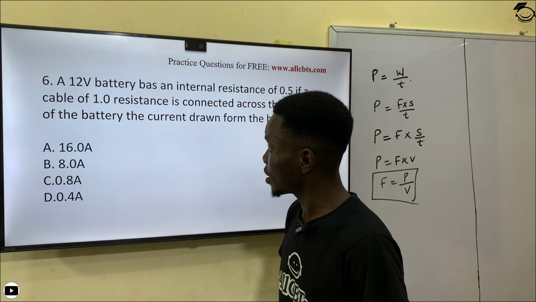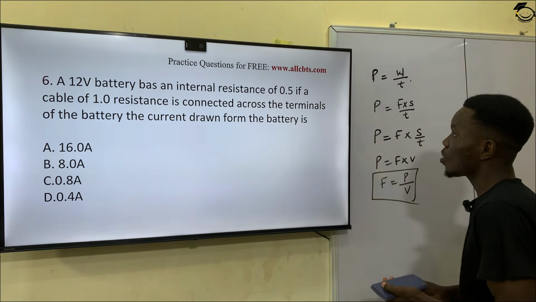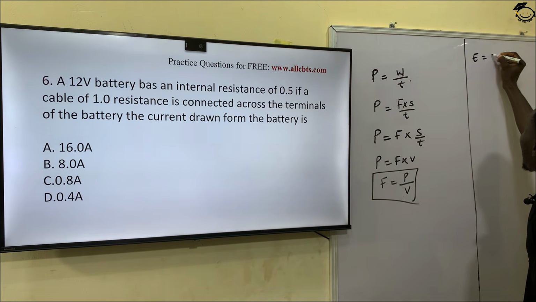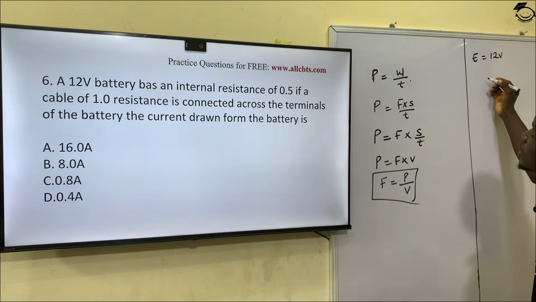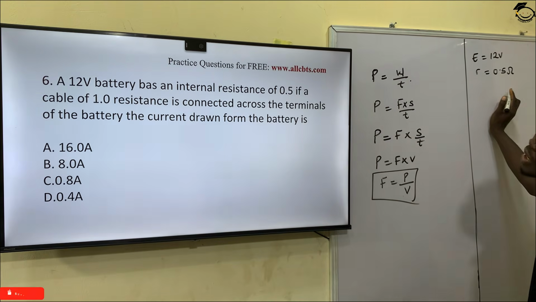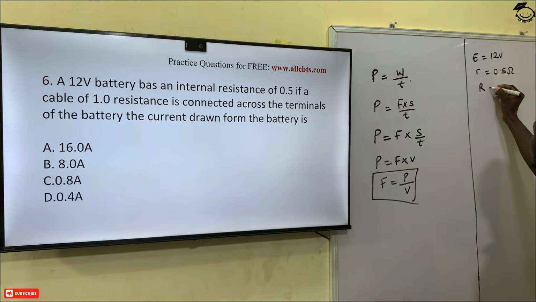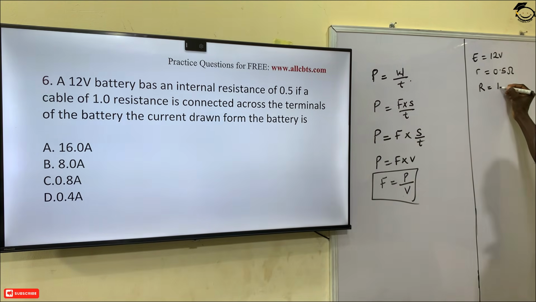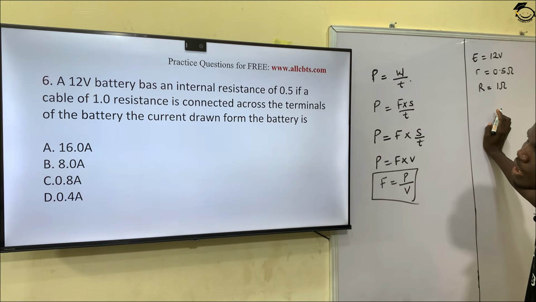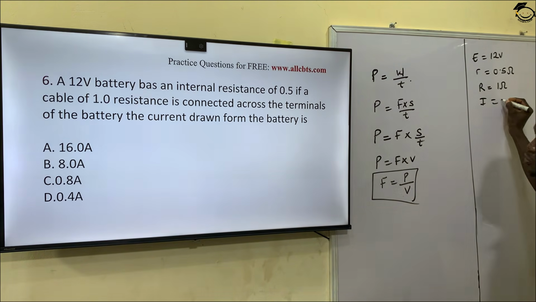So that takes us to question number 6, which says, a 12-volt battery has an internal resistance of 0.5 ohms. So we have the EMF of this battery as 12 volts and the internal resistance as 0.5 ohms. If a cable of 1 ohm resistance, so we have the external resistance to be 1 ohm, is connected across the terminals of the battery, the current drawn from the battery is what? So we are looking for the current, we do not know.